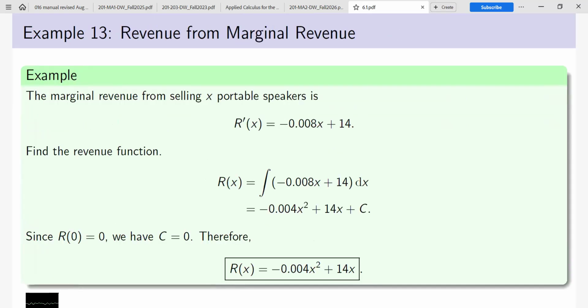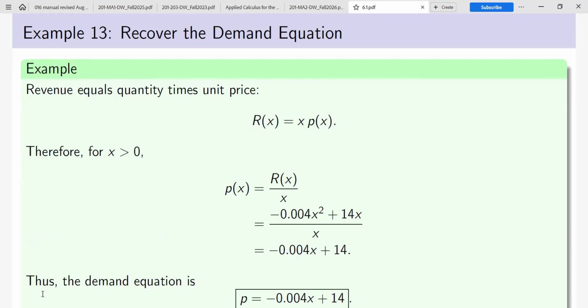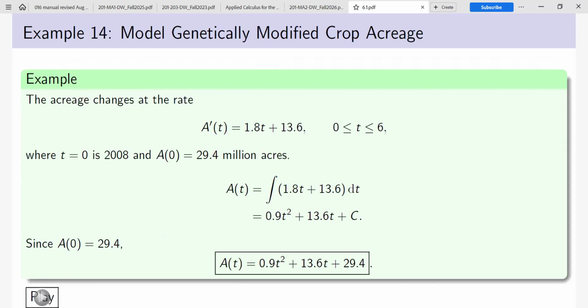Marginal revenue is the derivative of revenue. Integrating produces the revenue family, and zero sales producing zero revenue determines the constant. The rate is measured in millions of acres per year, so integrating gives millions of acres. The acreage in 2008 determines the constant.